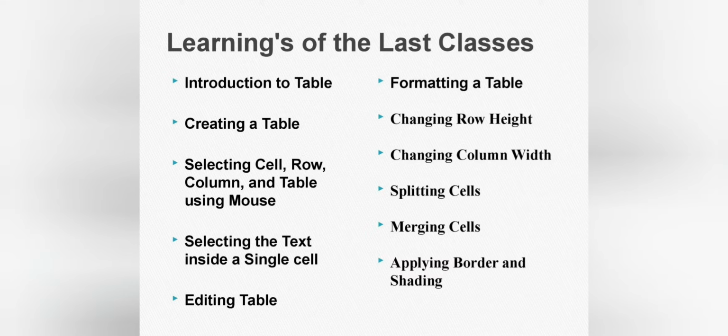So children, now you can see on the screen, these are the learnings from the last classes related with this chapter. In the last class, we have learned introduction to table, create a table, selecting cell, row, column and table using mouse, selecting the text inside a single cell, editing table, formatting a table, changing row height, changing column width, splitting cells, merging cells, applying borders and shading. I hope that you all must have done the practice regarding this chapter.